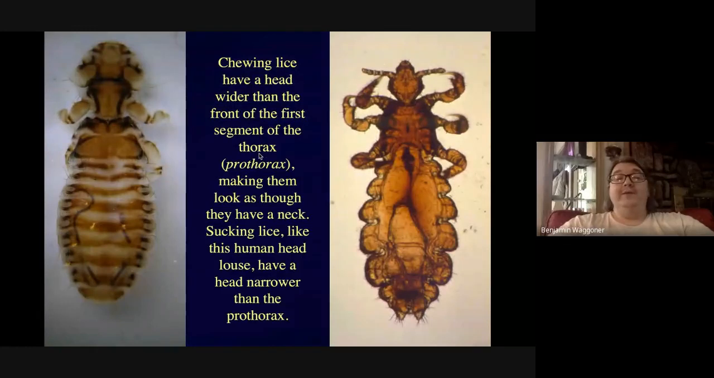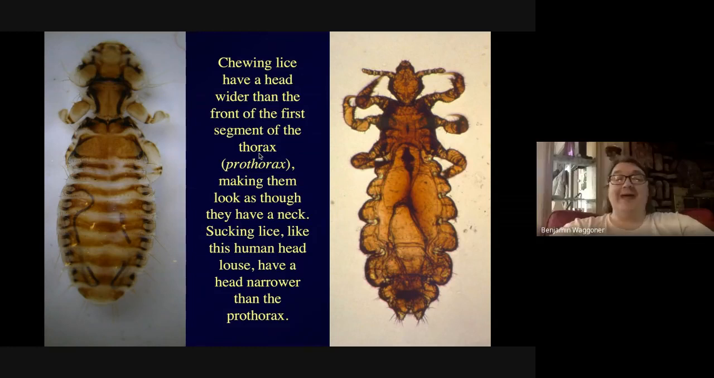There's the way you can tell them apart. On the right, that is a human, now I can't remember if that's a head or a body louse. If you go back way to the beginning, I actually pointed out that head lice and body lice in humans are possibly the same species, but in the process of beginning to separate. There are some differences between the two. Either way, that's a human sucking louse over there on the right.